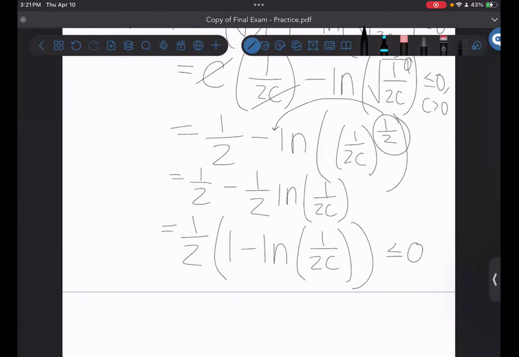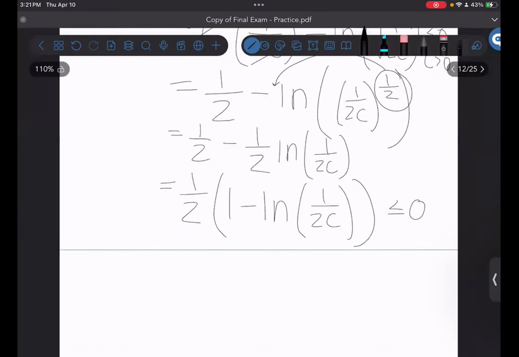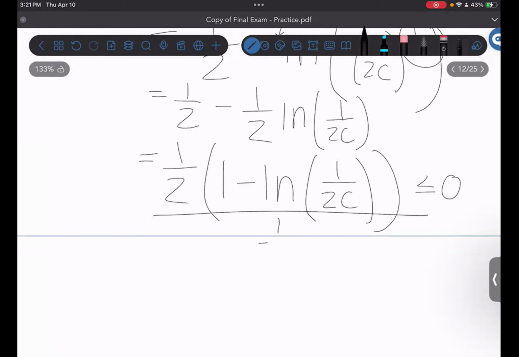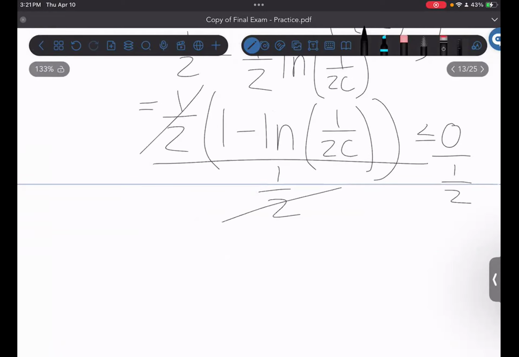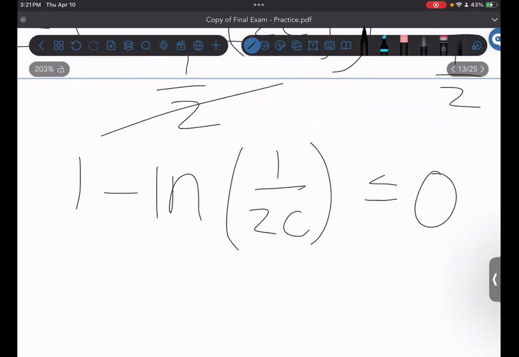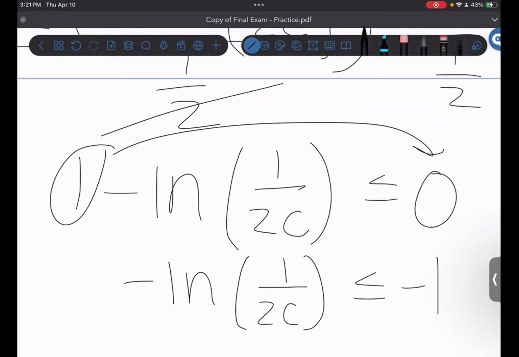And we know, again, that has to be less than or equal to 0. I need a new page. Okay, so now it's simply solving for c and determining what values c could be. I'm going to divide both sides by half. And I get 1 minus ln of 1 over 2c has to be less than or equal to 0. We just solve for c. So I can move this over here. I get negative ln of 1 over 2c, that's less than or equal to negative 1.